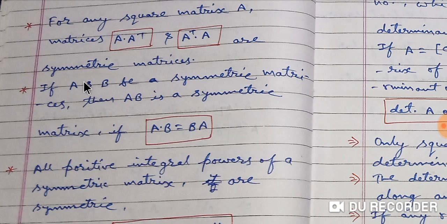Okay. And this next point says that if A and B are symmetric matrices, then AB is a symmetric matrix if AB equals BA. So if A and B are both separately symmetric, and their product AB is also symmetric, then this property says that the product AB will be equal to BA. So mind this.